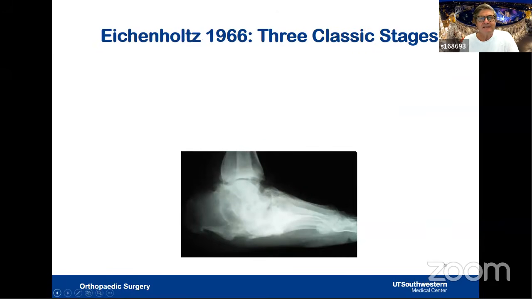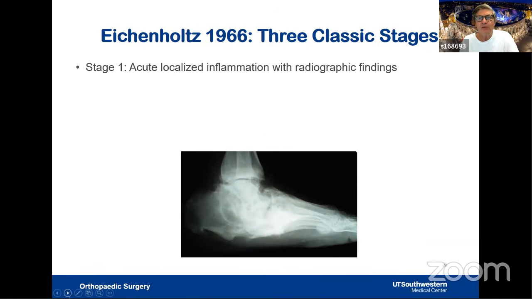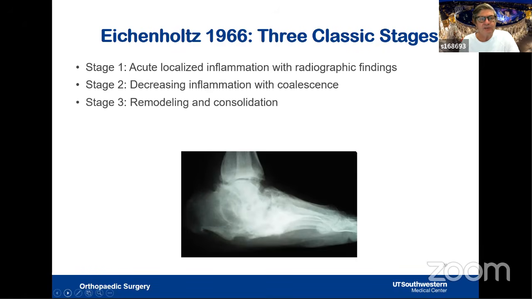In 1966, Dr. Eichenholtz talked about the classic stages. Stage 1 was the acute localized inflammation where you have radiographic changes. Stage 2, the inflammation was starting to decrease and the bone was starting to heal. And then finally, stage 3 was the remodeling and the consolidation stage. And I would submit to you, wouldn't it be great if we could identify Charcot before we saw the radiographic changes, like I showed you in that particular talus in the previous slide.